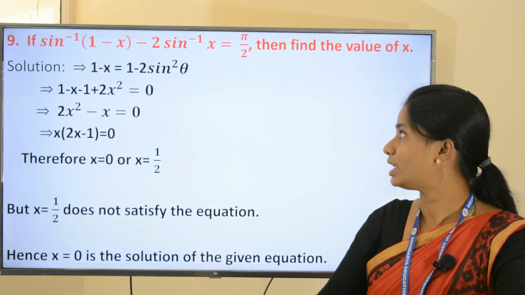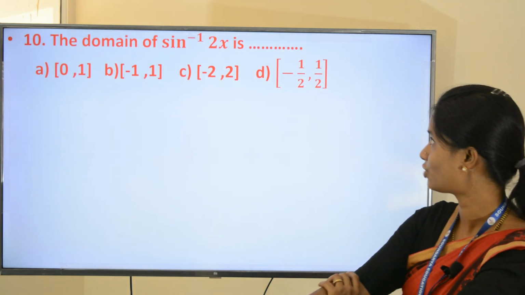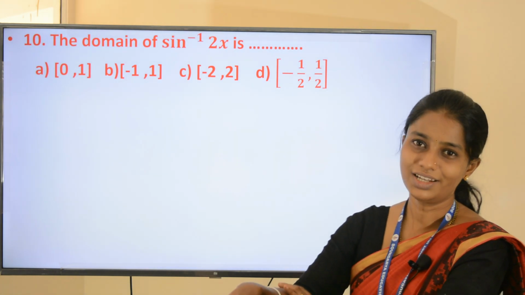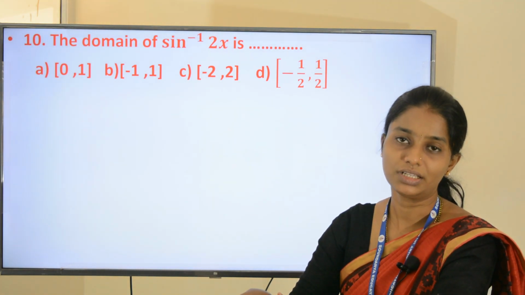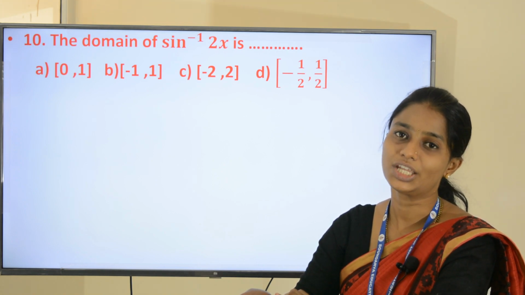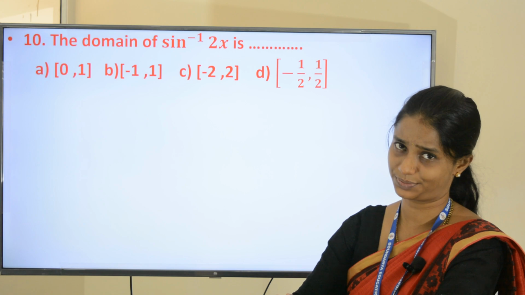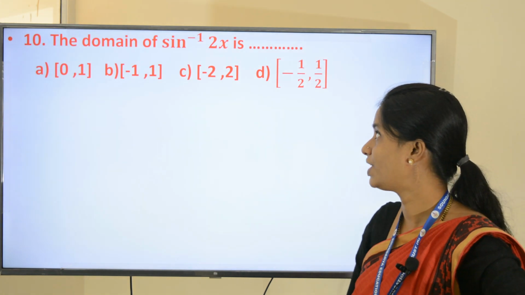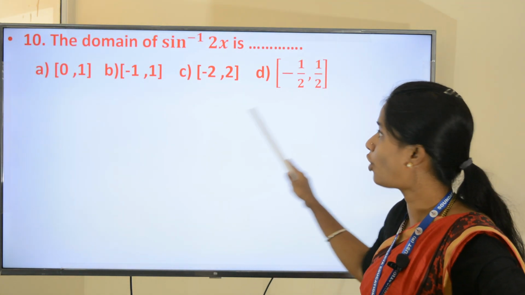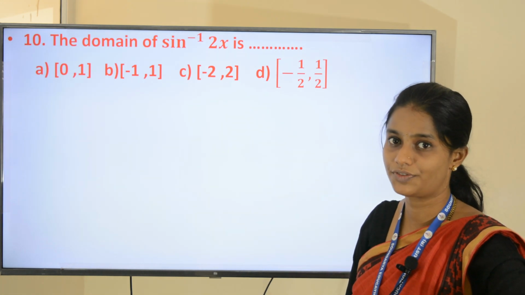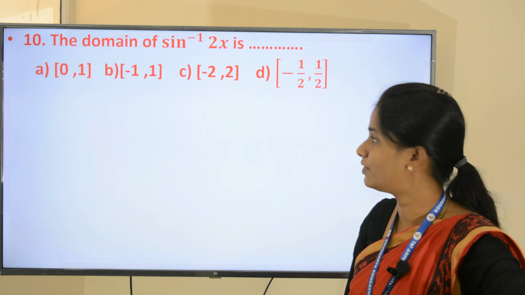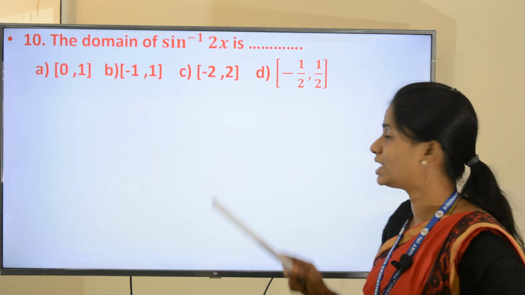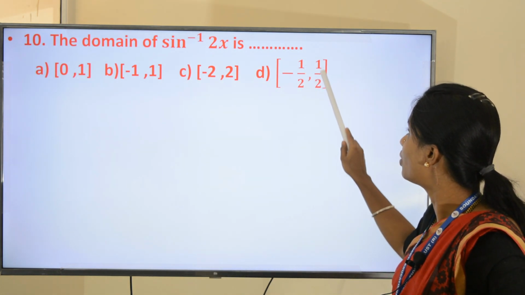Okay. Now we'll move on to the next problem. That is a multiple choice question. The domain of sine inverse 2x is. Till here, students, in the beginning in a table we got the domain for all the inverse trigonometric functions with the angle x. But here sine inverse 2x is there, isn't it? Now how can we simplify this question? They gave a total of 4 options here. First option is closed interval 0, 1. Second option is closed interval minus 1, 1. Third option is closed interval minus 2, 2. Fourth option is closed interval minus 1 by 2, 1 by 2.